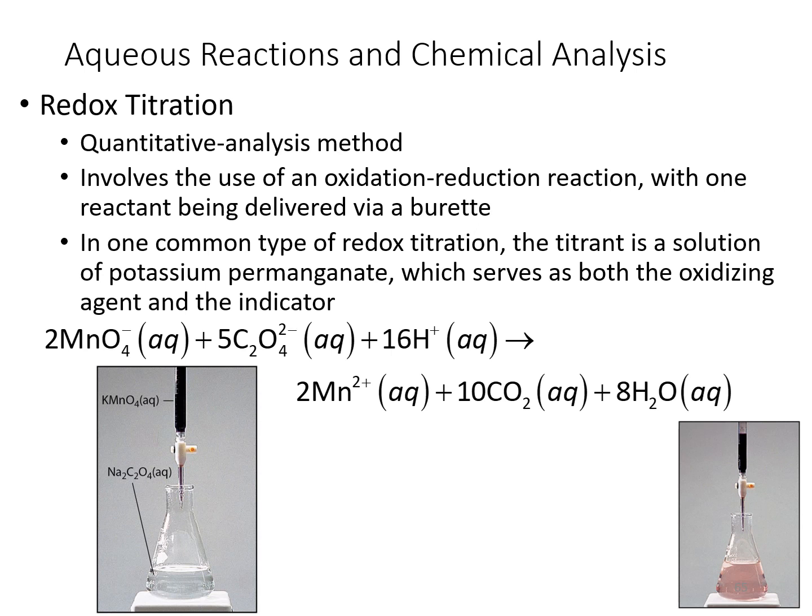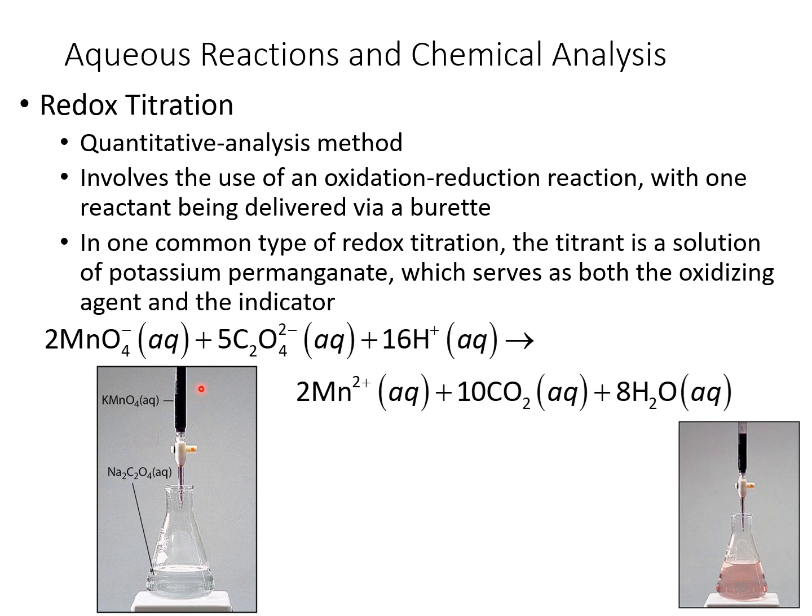Lastly, I'm going to briefly talk about redox titrations. So this is the same idea as the acid-base titration. We want a reaction to go to completion. In this case, it's a redox reaction instead of an acid-base reaction. Again, it can be used to quantify the amount of something that's in a solution.